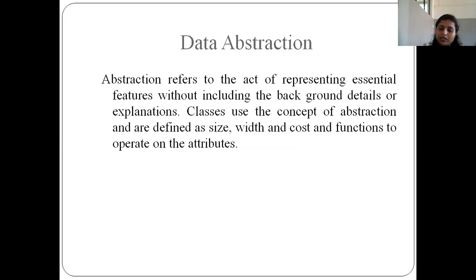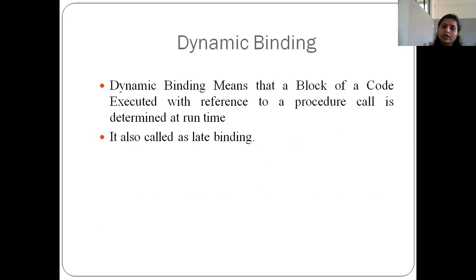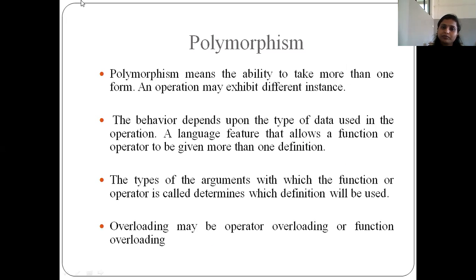Data abstraction means it shows necessary details to a user and hides the unnecessary details, that is, the background details; all of that it hides from the user. Next, inheritance: inheritance is the process by which an object of one class acquires the properties of another class. In the next class we will study polymorphism and dynamic binding. Thank you.